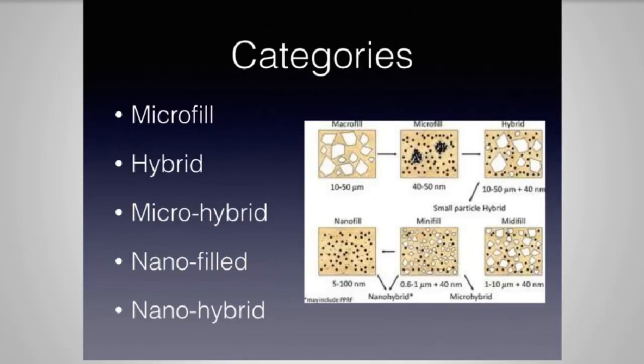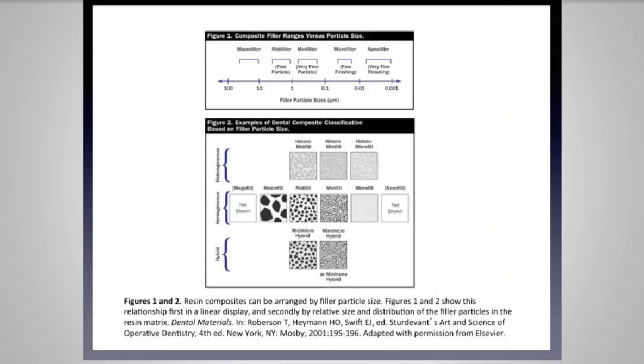Categories that we are all very familiar with nowadays, of course, are the microfills, the hybrids, the microhybrids, the nanofill, and the nanohybrid composites. If you look at the linear graph at the top of this diagram, you can see how we're going from the macrofills on the left-hand side down to the nanofills on the right-hand side. And the particle size in microns is what is the characteristics. The lower chart will show you pictorially what the overall particle size will be in contrast.